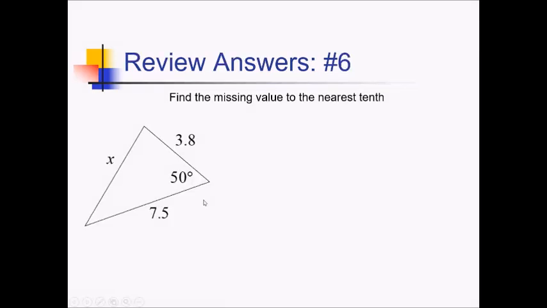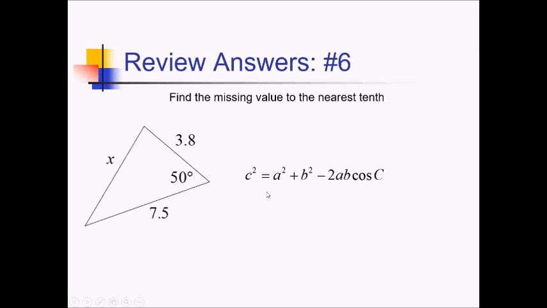For this problem, we're trying to find a missing side. It's not a right triangle, at least as far as we know, but we do have information about a side angle side set over here. So when we have side angle side, we can use the law of cosines. That's c squared equals a squared plus b squared minus 2ab cosine of c. This is actually one version of the law of cosines, the one that helps us find third sides.